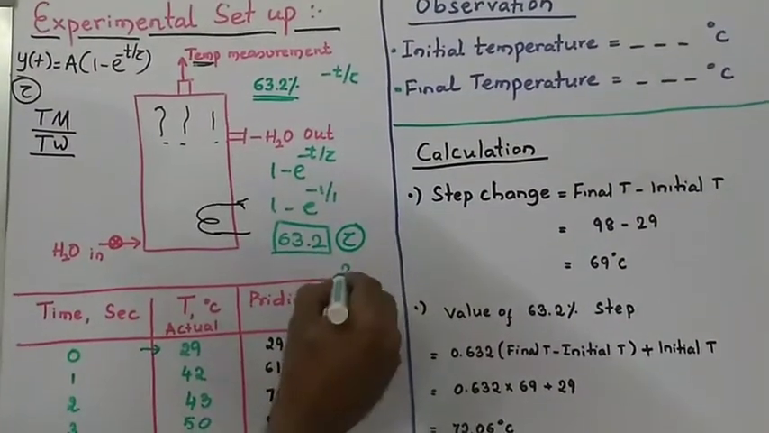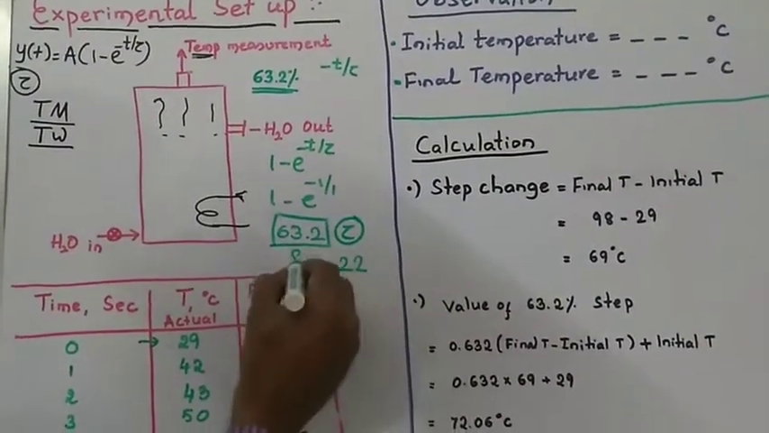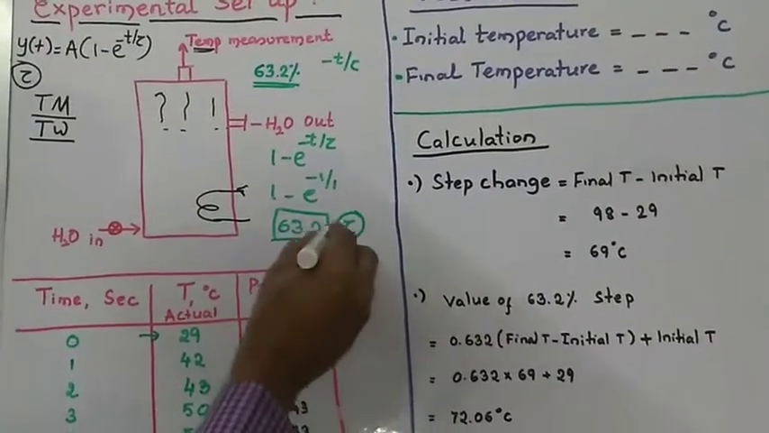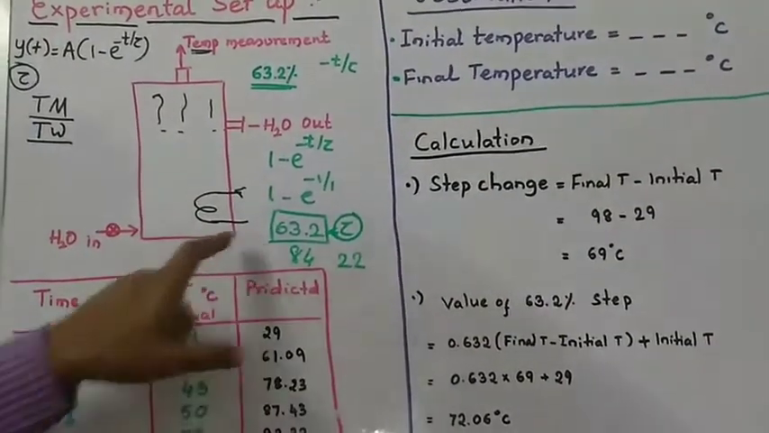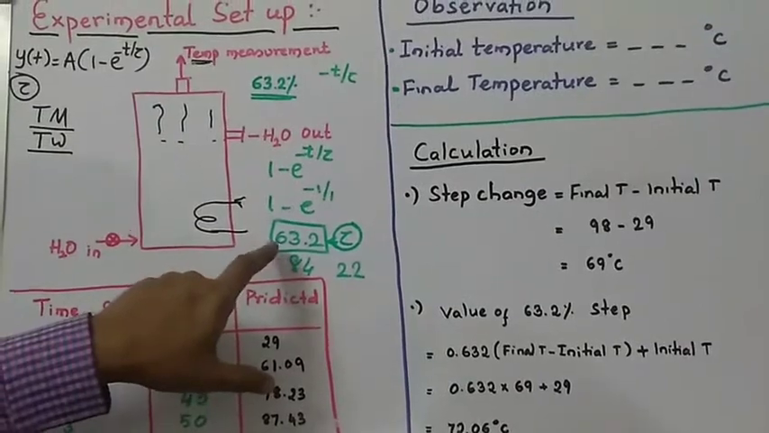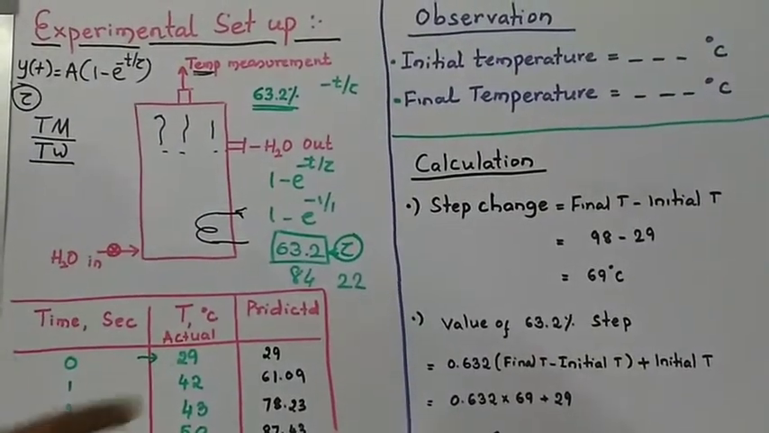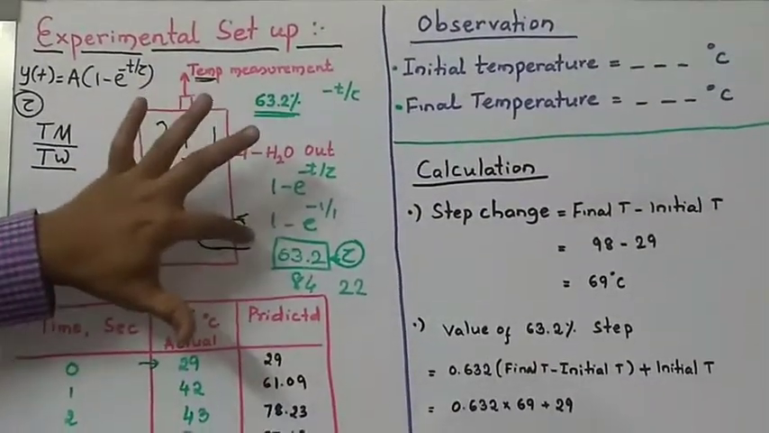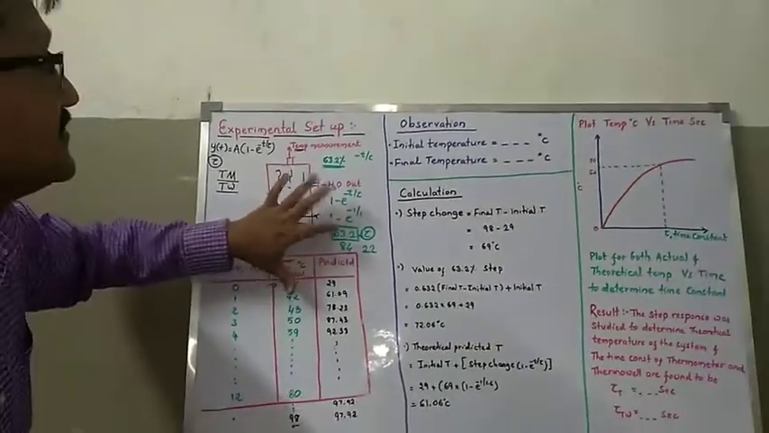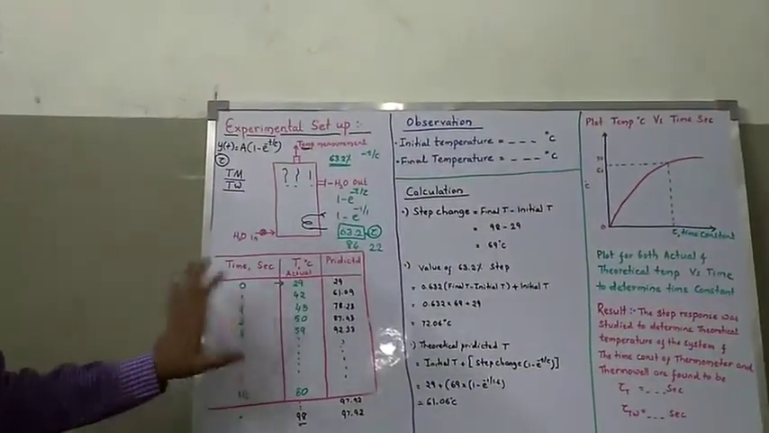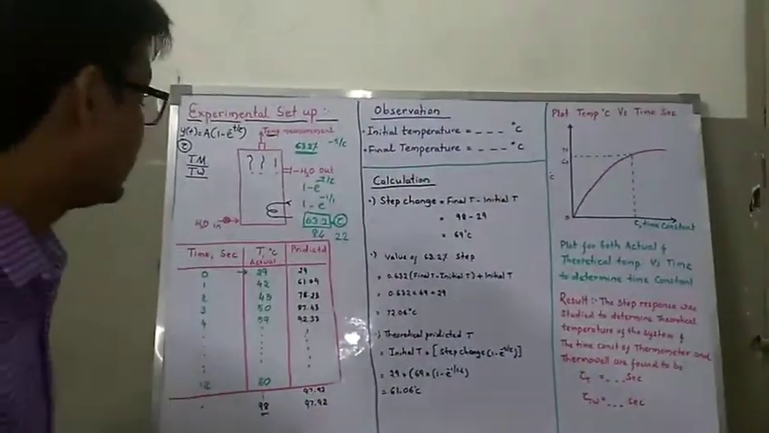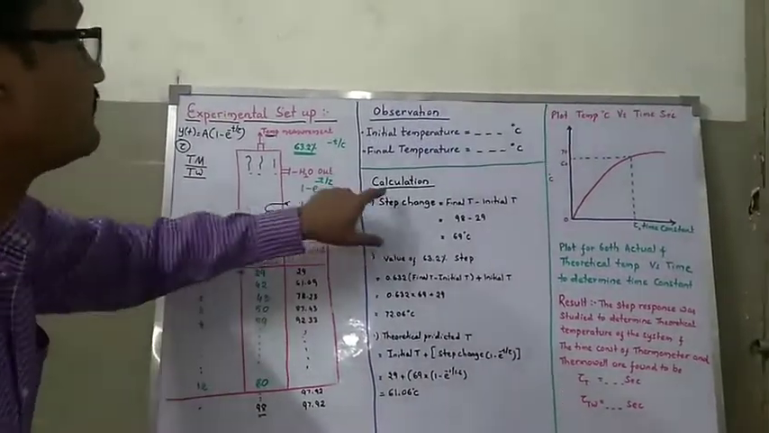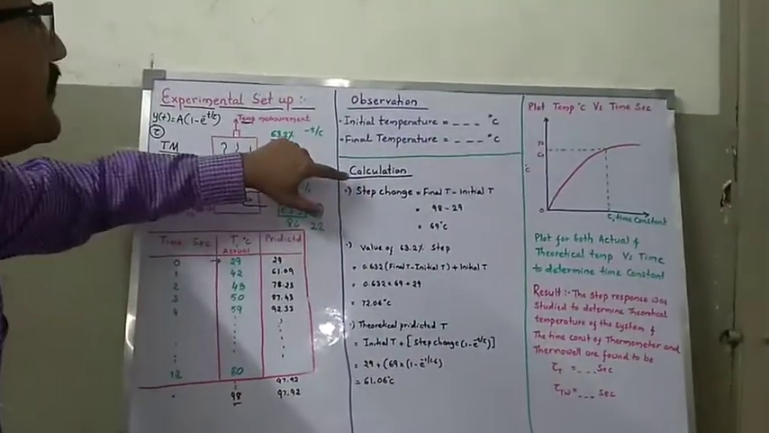Similarly you can calculate for 2 tau. 2 tau will be 84. Okay, so for the first time, one time constant is 63.2%. I think you have already discussed this in your theory class. Okay, 63.2%. So conduct the experiment, note down the values, and come to the calculation.